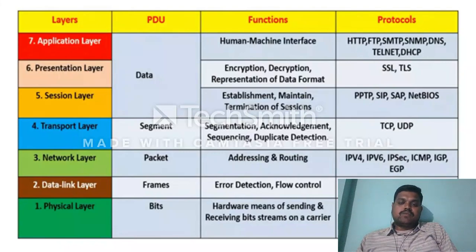And the bottommost physical layer functionality is the hardware means of sending, conversion of data into a suitable format for transmission. Example protocols are USB, Bluetooth, and other similar protocols.